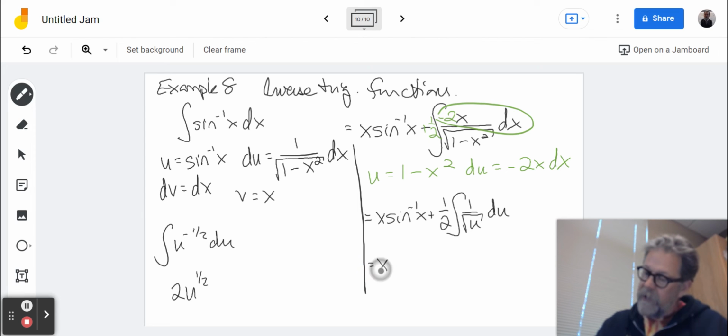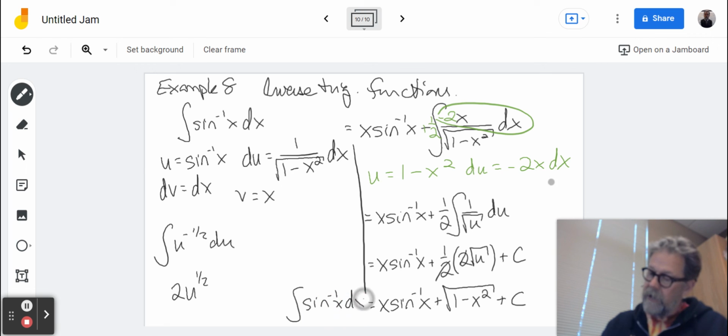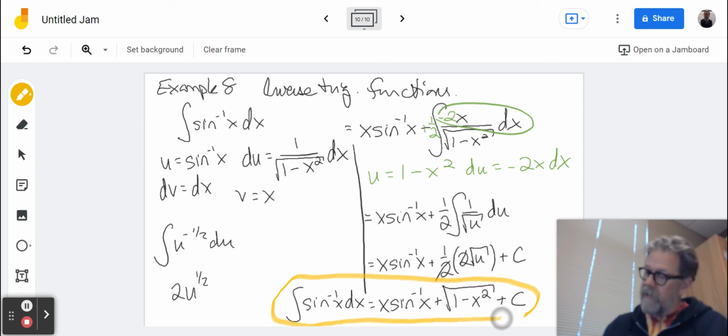And so we get x arcsine of x plus 1/2 of 2 times the square root of u plus a constant. Doing a little simplification, and then plugging u back in as 1 minus x squared, we get x arcsine of x plus the square root of 1 minus x squared plus a constant, and that is the integral of arcsine of x dx. We have found our antiderivative of an inverse trigonometric function.